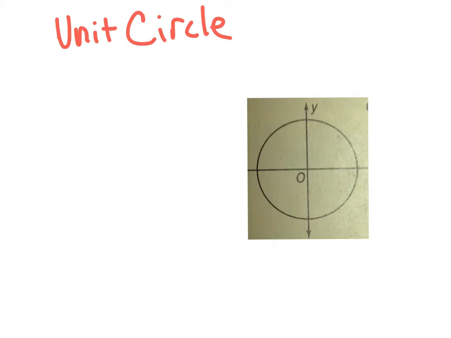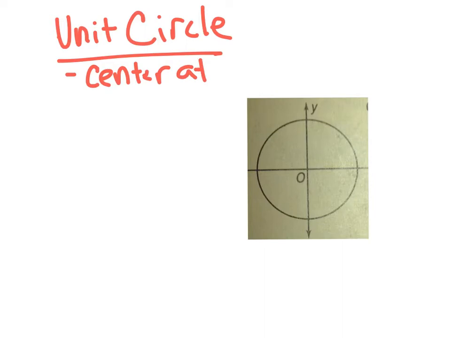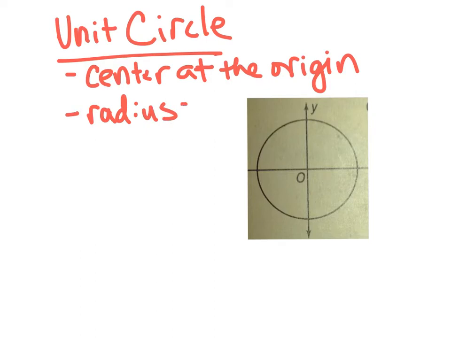So the unit circle is a circle centered at the origin. It has a radius of 1, and we're going to use it to help us memorize all sorts of values for various degree measures. And so you want to think about it as if this segment here was rotated all the way around 360 degrees.